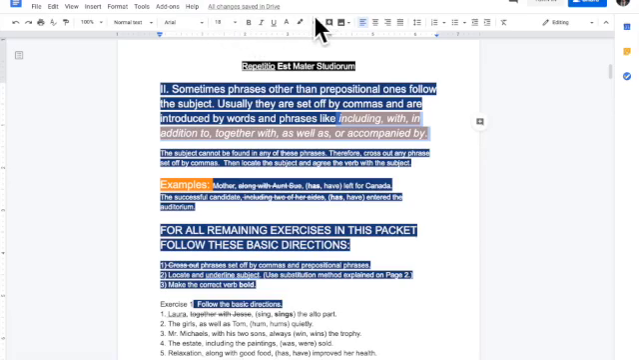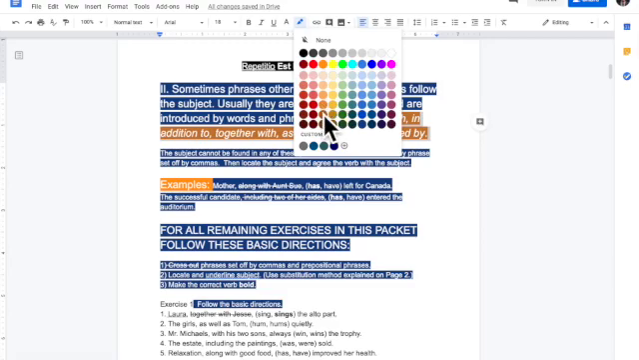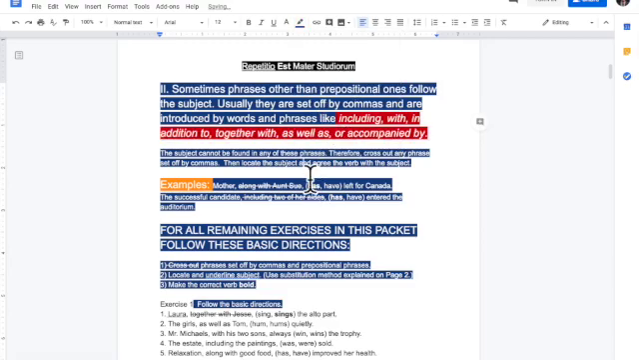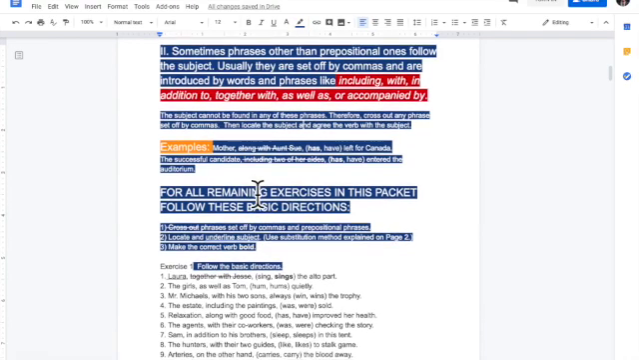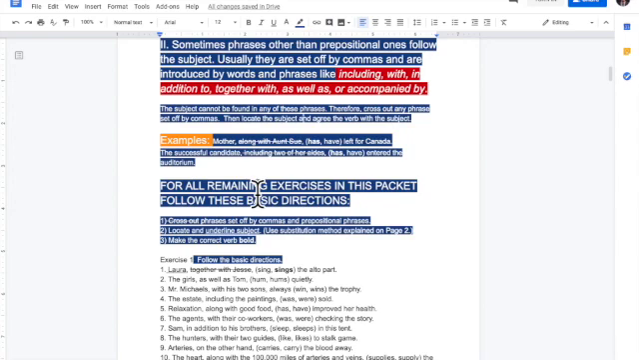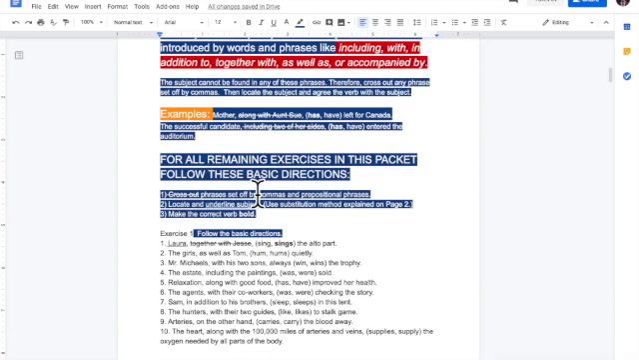So let me highlight this as a different color to make it a little nicer to see. The subject cannot be found in any of these phrases. Therefore, cross out any phrase set off by commas. Then locate the subject and agree the verb with the subject. Example: Mother, along with Aunt Sue, has left for Canada, okay? The successful candidate, including 2 of her aides, has entered the auditorium, okay?